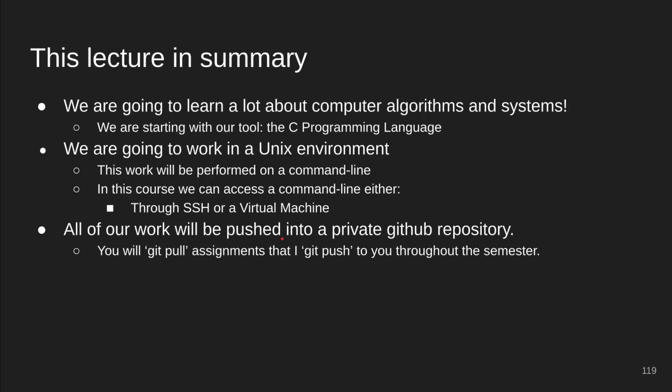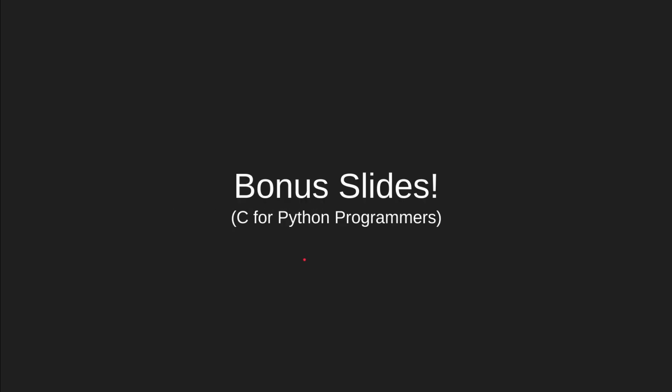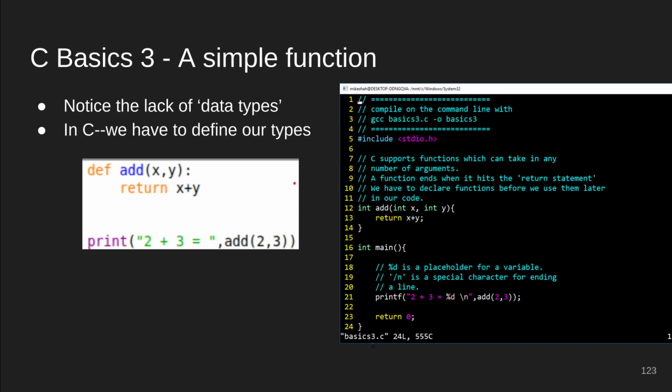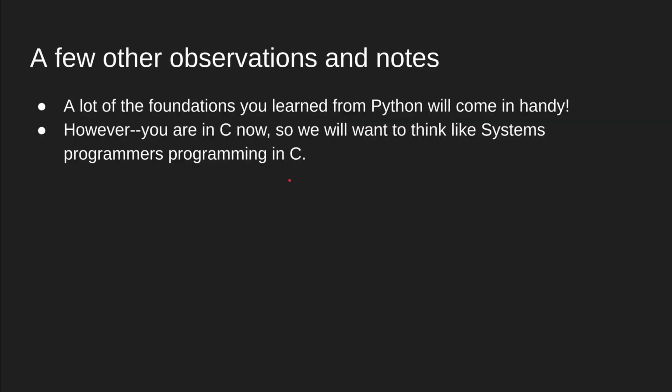Okay, so this lecture in summary, we learned a lot about computer algorithms and systems, or we're going to. We're going to be working in the C language. We're going to be working in the terminal and Unix environments, learning lots of command lines. We're going to be SSHing and working on the Cori machines, and then pushing our work to a private GitHub repository. And then also you understand how this course works and have got introduced to me. Okay, so that's it. There's a few bonus slides if you just want to see sort of from C to Python or Python to C, if that's helpful. At the end here, you can take a look at that if that's useful.